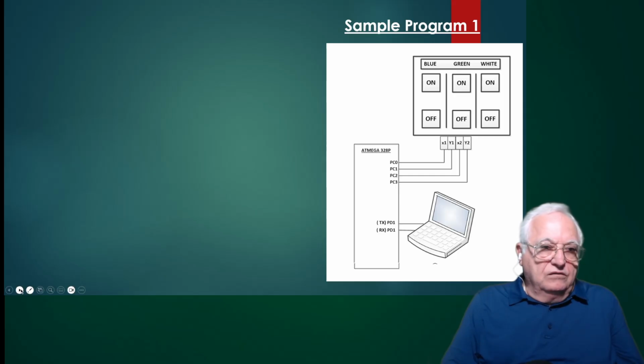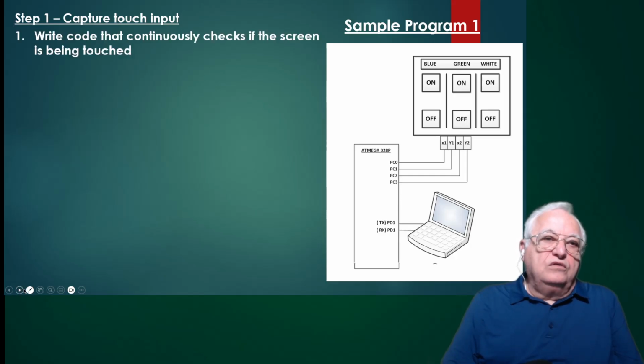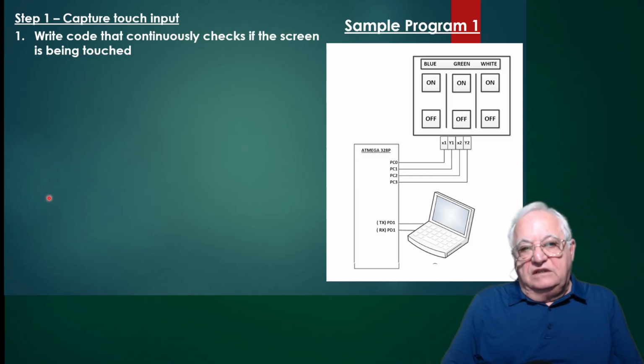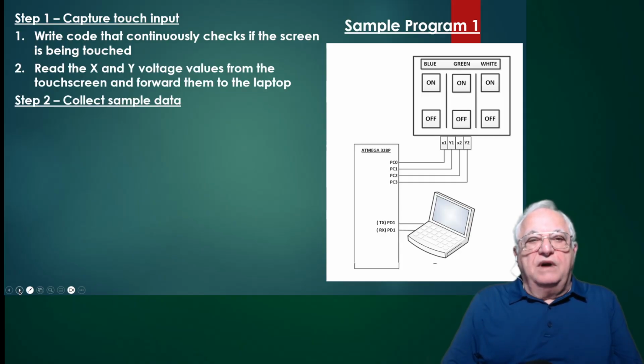So let's look at the program statement. Capture the touch input. Of course, we need to capture the input. Write code that continuously checks if the screen is being touched. Next, read the X and Y voltage values from the touch screen and forward them to the laptop. Read, like I said, then forward to the laptop.